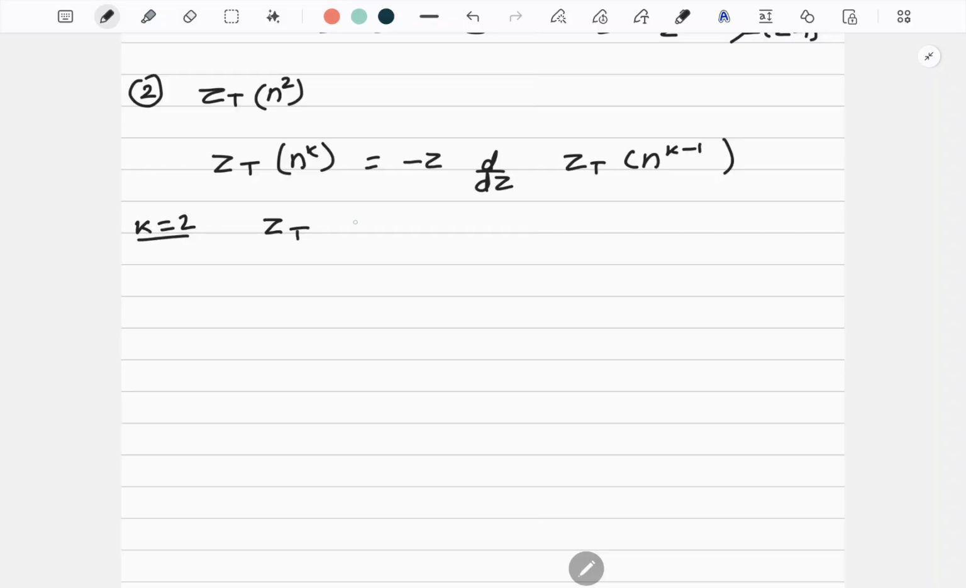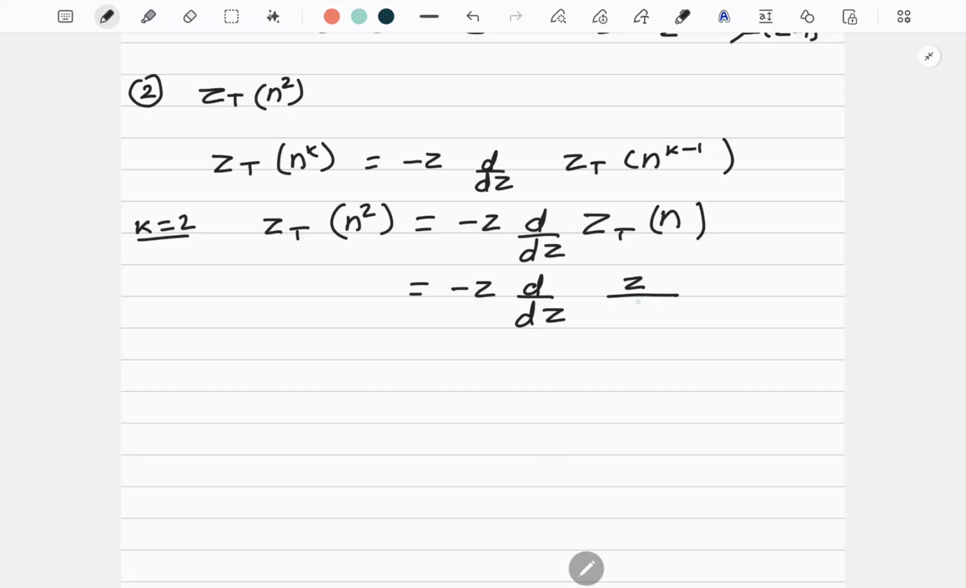So the Z transform of n square is equal to minus z d by dz of the Z transform of n, putting k equal to 2. So this is equal to minus z d by dz of, what is the Z transform of n? Just now we derived z upon z minus 1 whole square.